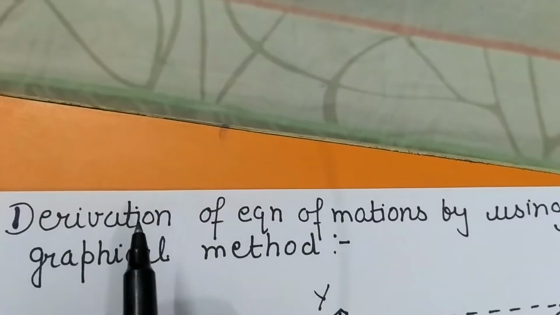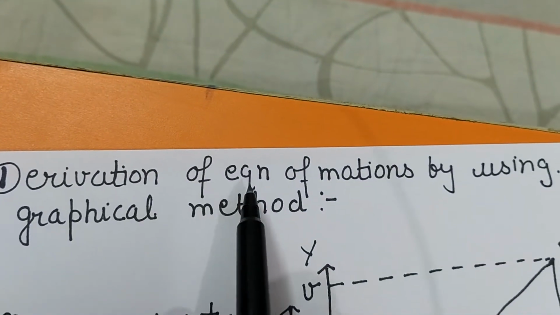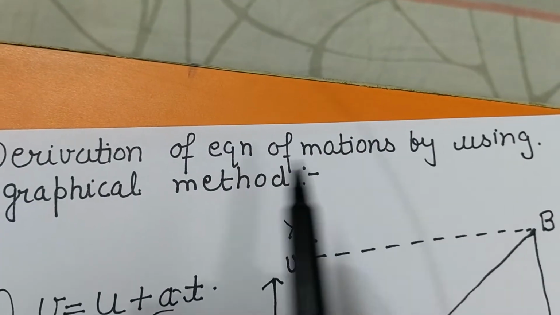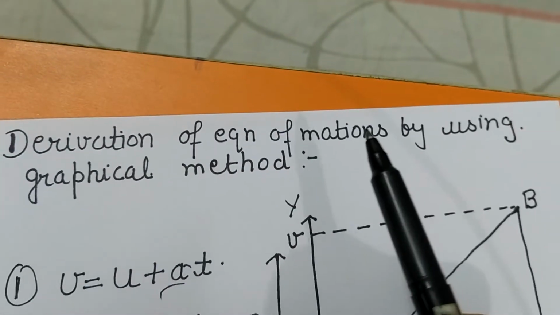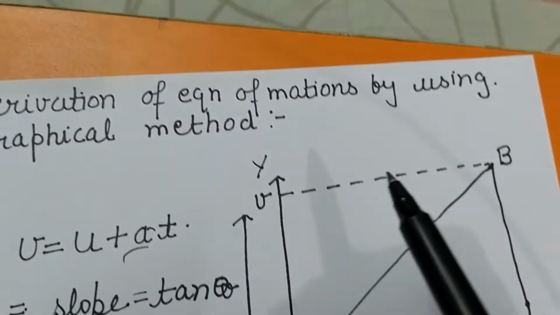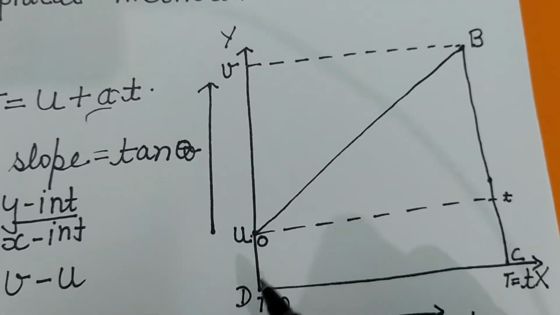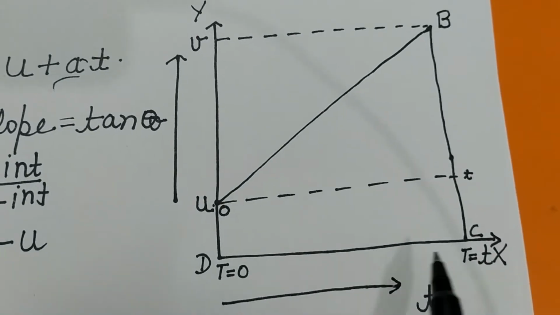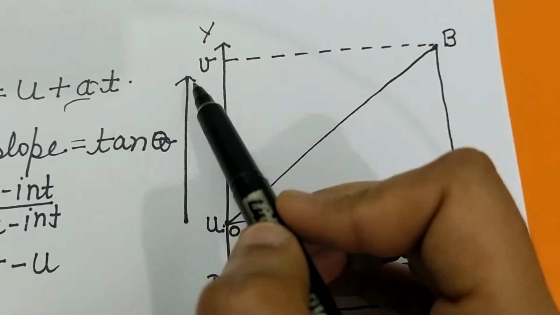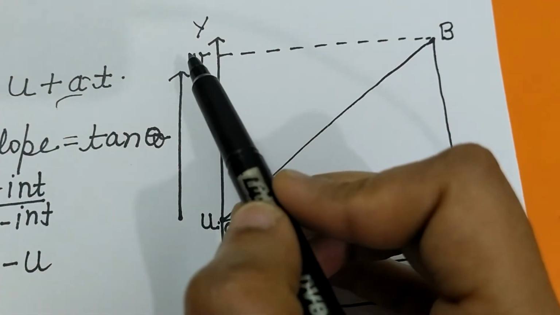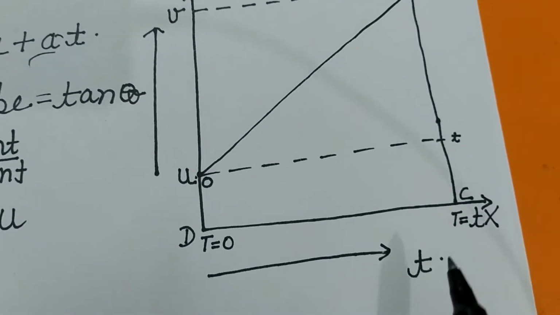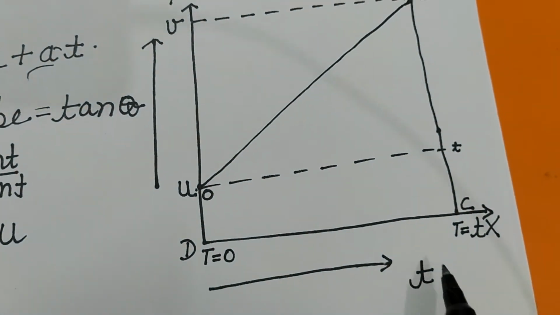Hello friends, our today's topic is derivation of equations of motion by using graphical method. To prove these equations, firstly let us read the graph. Here we have two axes, y-axis and x-axis. The y-axis is representing the velocity, that is, we can say it is the velocity axis, and the x-axis is the time axis.